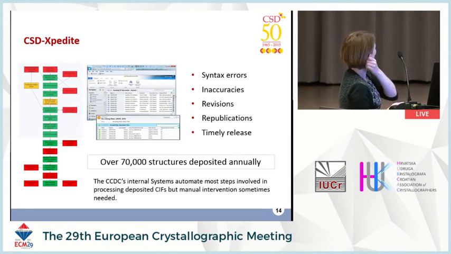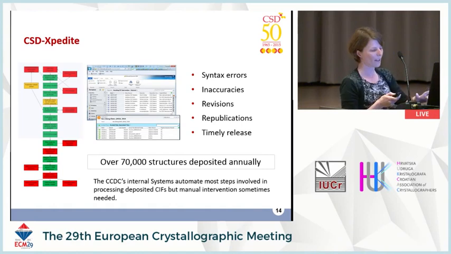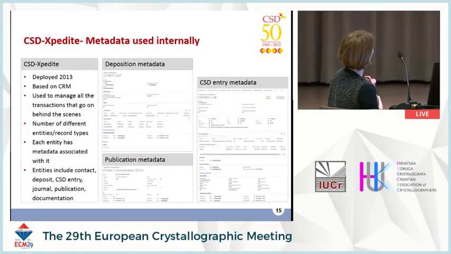So to deal with all of the deposited data and the metadata and the increasing volume of data that we receive at CCDC, we launched a new infrastructure in 2013 called CSD Expedite. And this tries to automate as much of the process as we can while keeping some of the manual parts of the process where our scientific input really adds value. So the boxes in green here are the automated parts of the process, and you can see it's quite a linear workflow. This new system is based on Microsoft Dynamics CRM, and it's used to manage all of the transactions and interactions that go on behind the scenes.